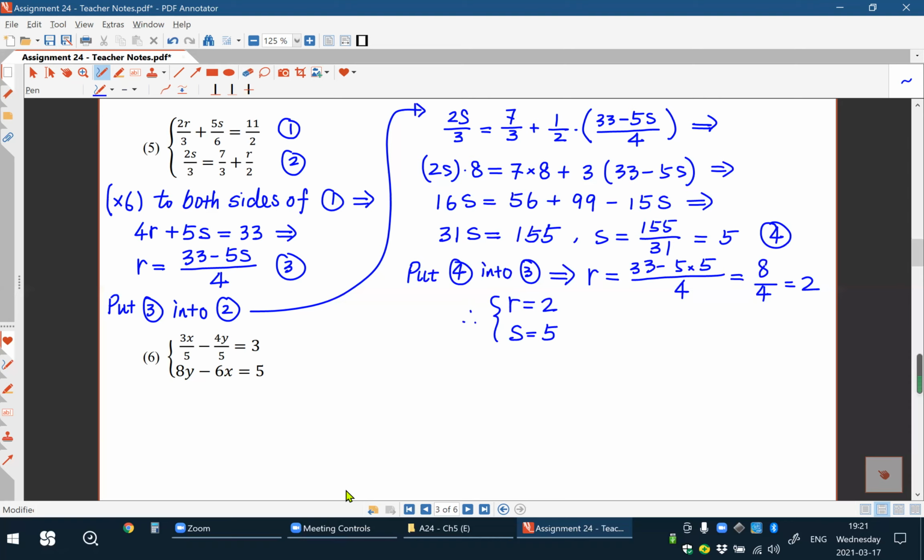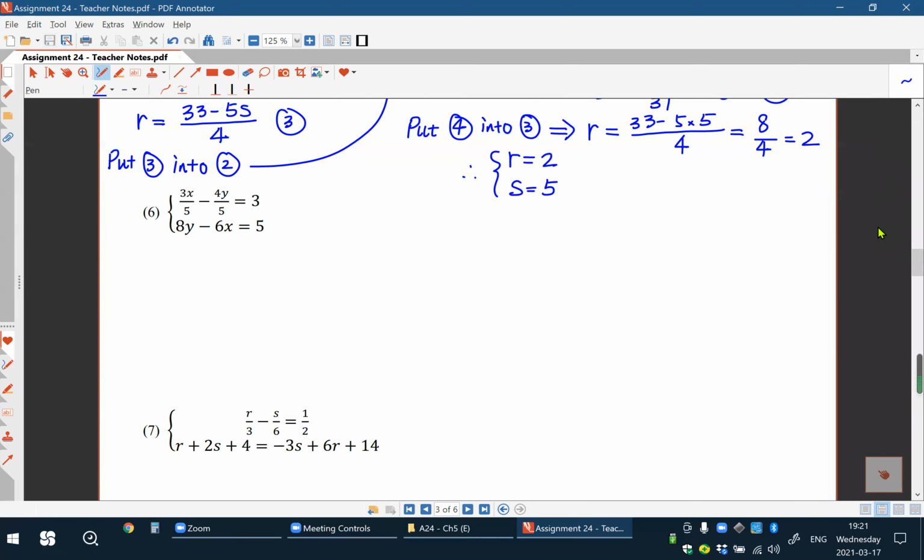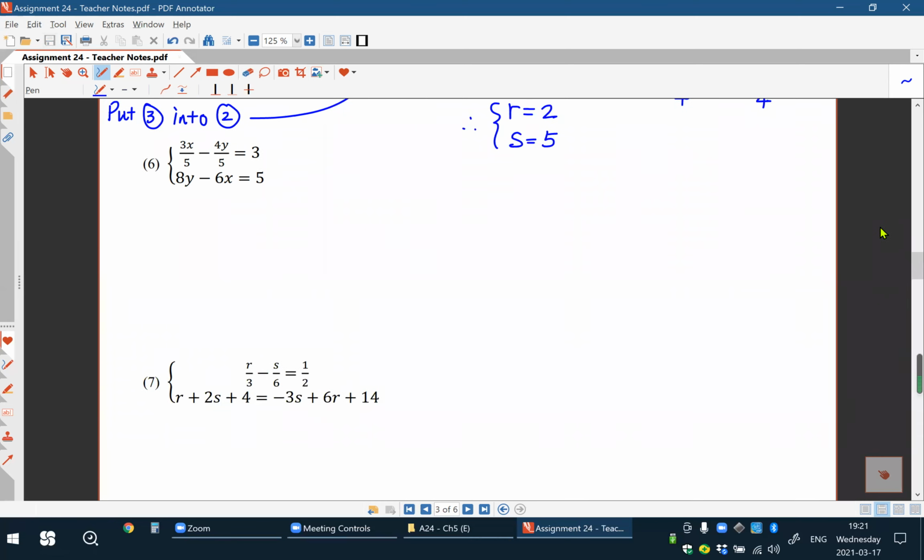No questions? All right, let's see question 6. Again, you can choose either elimination or substitution. Here I'll show you the substitution method. From equation 1, we can solve x or solve y in terms of the other variable, right? Note that we don't like denominators here.